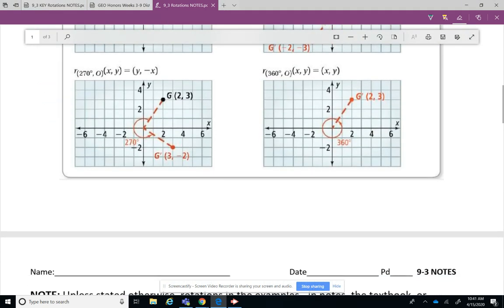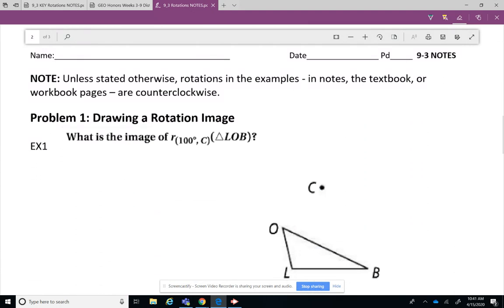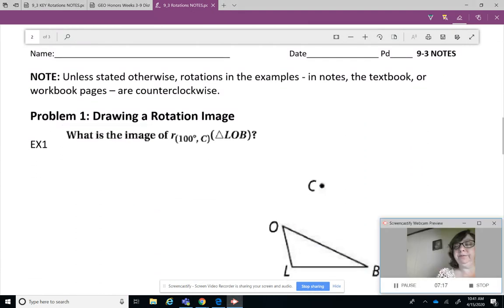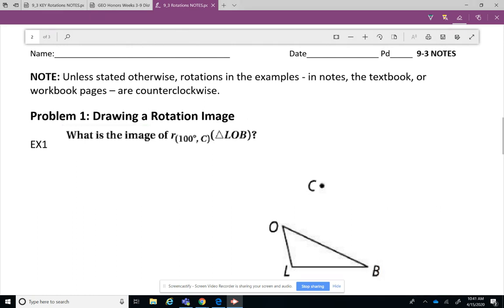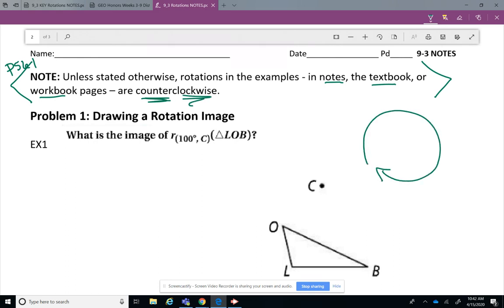All right, let's go to this part right here. I'm going to just pause for a minute, just checking my page number so I can guide you. This statement right up here is on the bottom of page 561, okay? Unless otherwise stated, rotations in the examples in your notes and in the textbook and any workbook pages are counterclockwise. This is very important. Counterclockwise. So we're not going around this way. Okay, that's no. We're going backwards this way. Okay. All right, so counterclockwise.